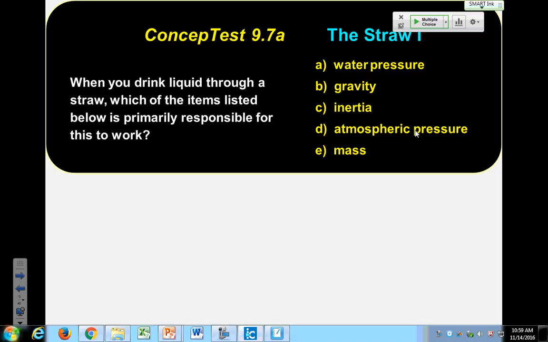Atmospheric pressure. Y'all talked about this at lunch the other day, didn't you, when you were drinking your Coke? And you said, hey, do you know what's causing the straw to work? And then you made a 10-meter straw, did you? No.